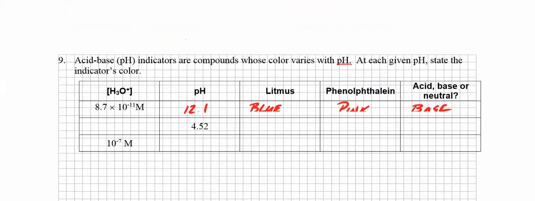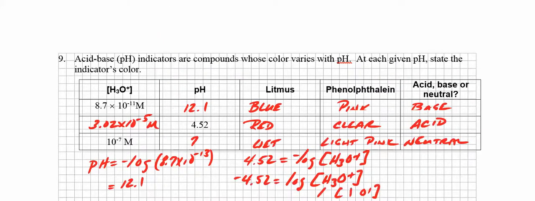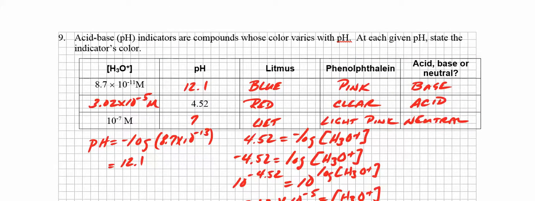All right, next question. It says acid-base indicators are compounds whose colors vary with pH. At each given pH, state the indicator's color. So they're giving me the hydronium ion concentration. From that, I can use pH is equal to minus the log of the hydronium ion concentration to give me the pH, and I do that, and I get 12.1. So that gives me a pH of 12.1.